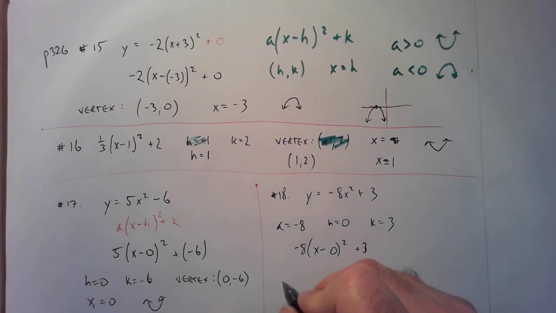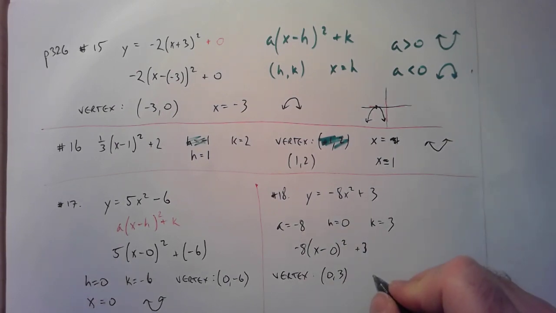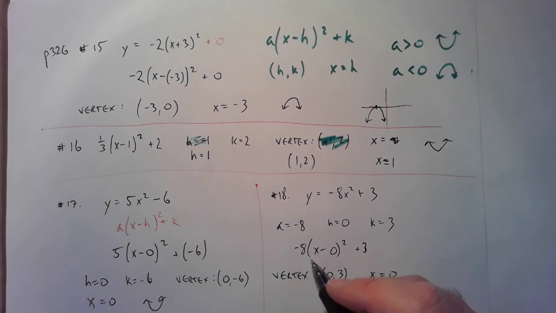And that means that we have a vertex of 0, 3. We've got an axis of symmetry of, again, x equals 0, or the y-axis. That opens down.